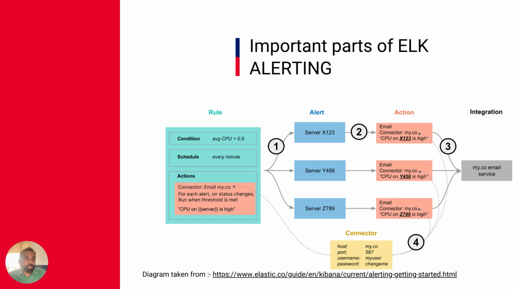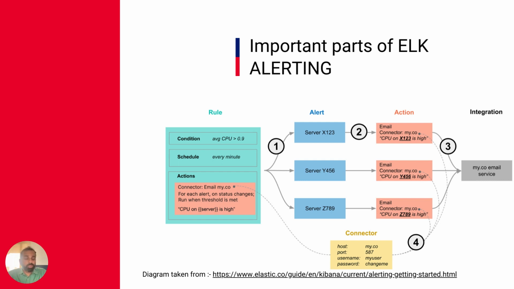Important parts of ELK alerting. We are using this ELK setup to understand how alerting can be done with ELK right now. This video is targeted using Elastic as an example. This image which you are looking at currently, we have taken it from the Elastic official portal itself. So thanks to them for creating such extensive and detailed documentation on this. So: rule, conditions, schedule, and action.